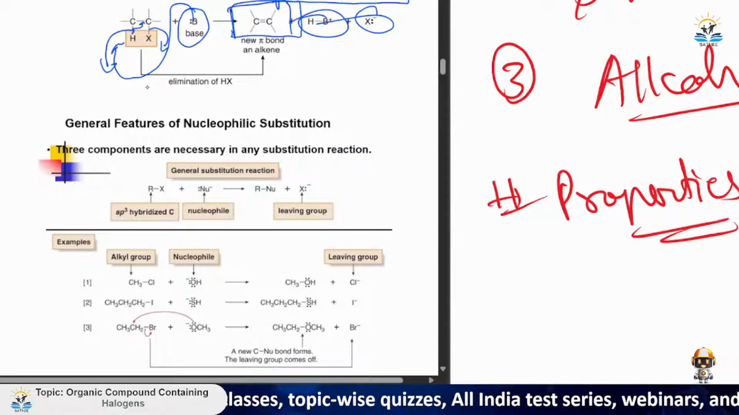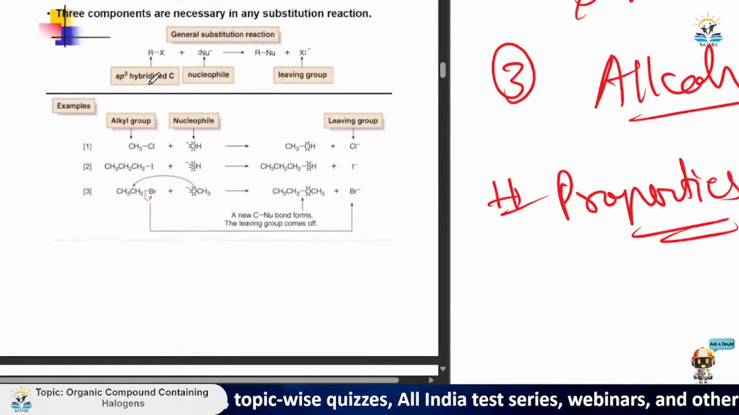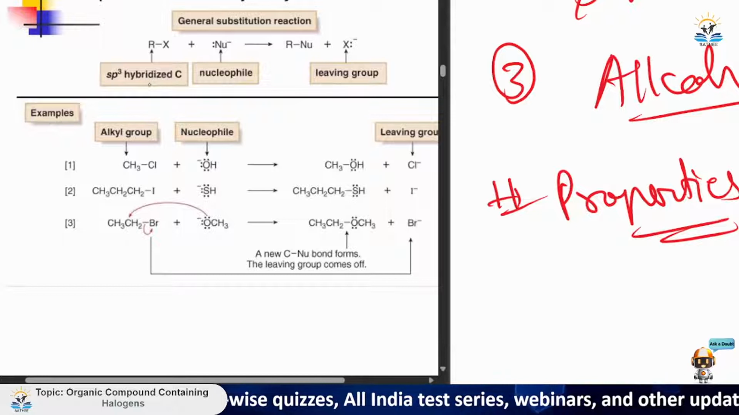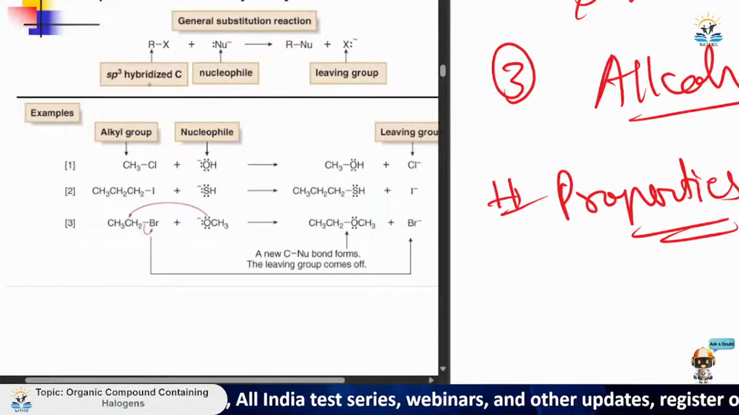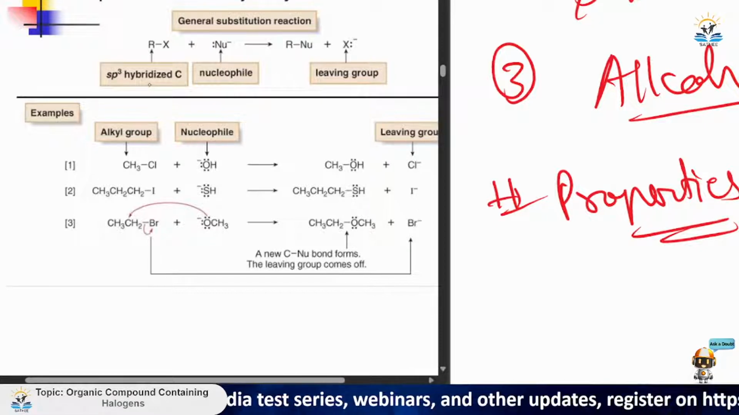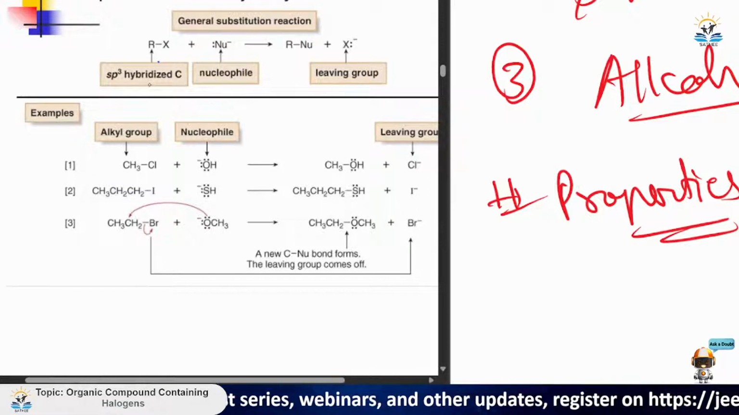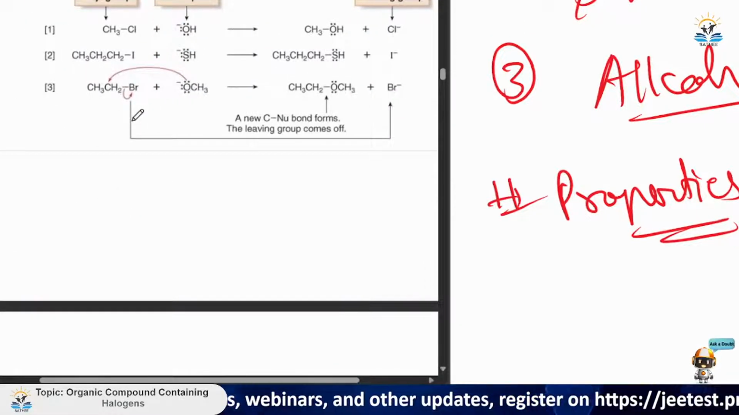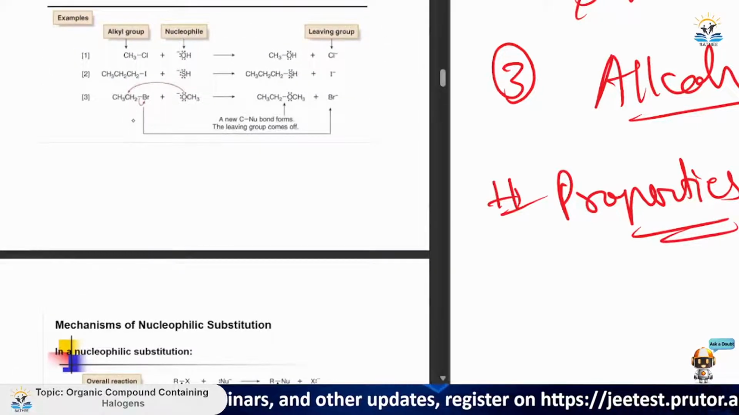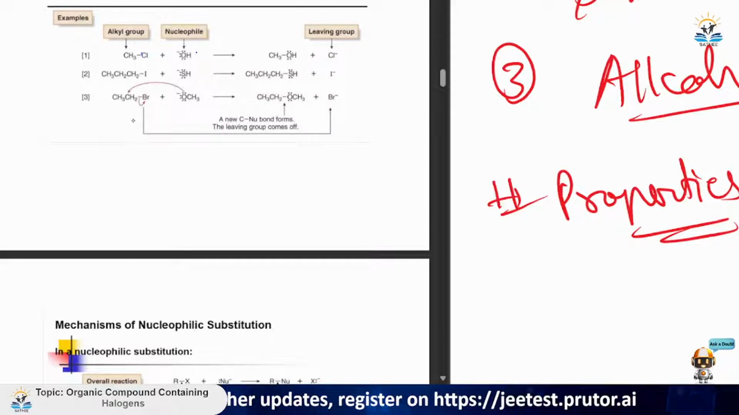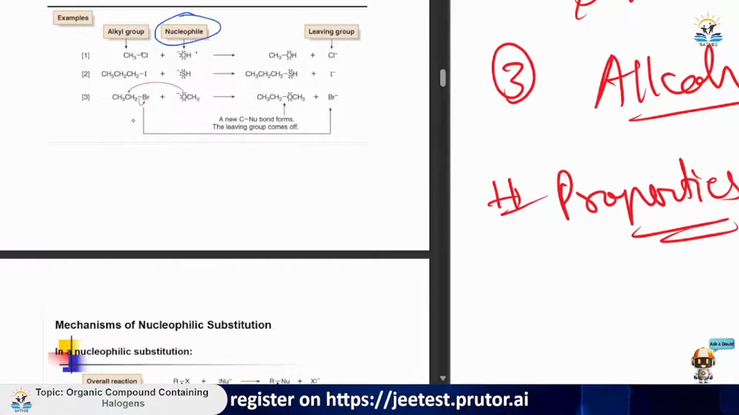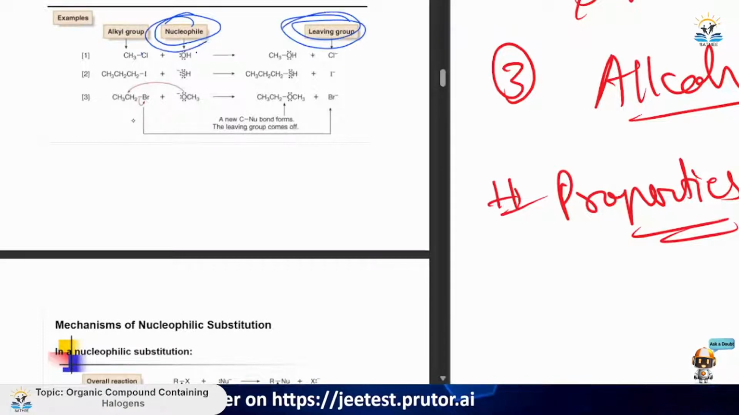Now, general features of nucleophilic substitution. There are three types of substitution reactions, SN2, SN1 and so on. We talk about SN2 first. See, sp3 hybridized carbon atom and nucleophile, I told you in the previous slide. If CH3Cl and OH is a nucleophile, it will come to this one, OH will be connected to this, and Cl will be the leaving group. So you need to note these two major points, the nucleophile and the leaving group.